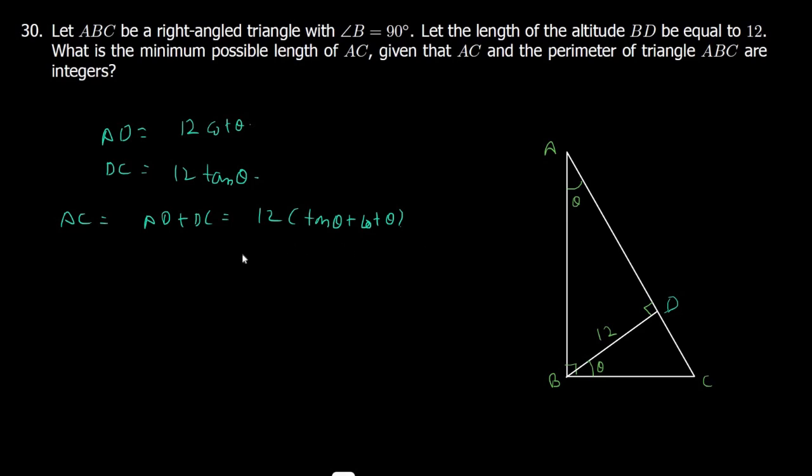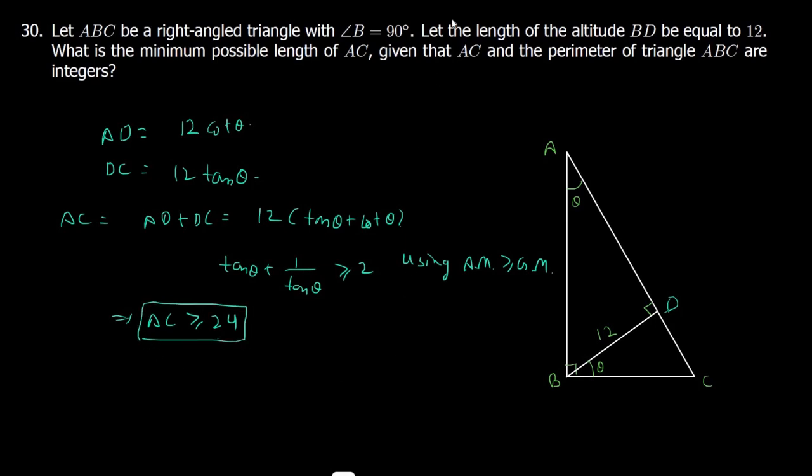Now using the AM-GM inequality, I can clearly prove that tan theta plus cot theta, which is 1 by tan theta, is greater than or equal to 2, using AM is greater than or equal to GM, and which will give me that AC is greater than or equal to 24 units. So let us see if AC equals 24 is valid. What we want is AC also to be an integer and the perimeter also to be an integer.